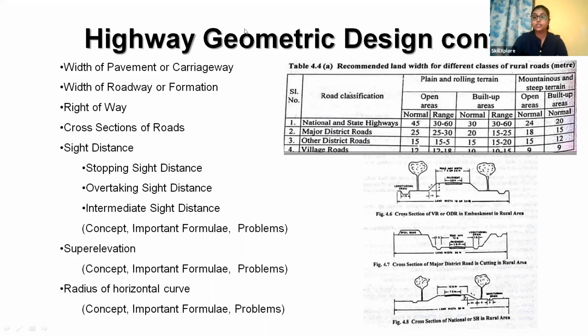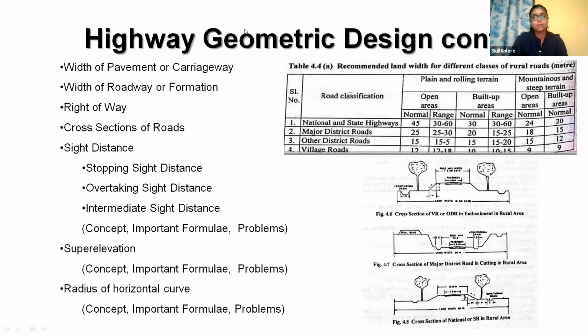So then it's cross section of the roads. That is one important portion, and that will also be introduced here. Here also we can see the cross section of different kinds of roads. First is other district roads, and next is rural area roads. That is major district roads, and the last one is national or state highway roads. All these things will be discussed in detail in your sessions.